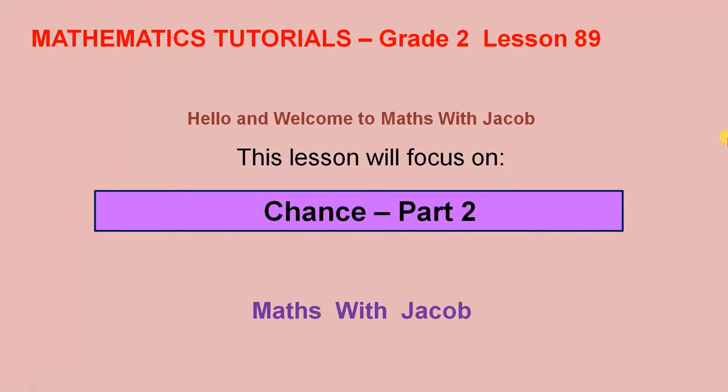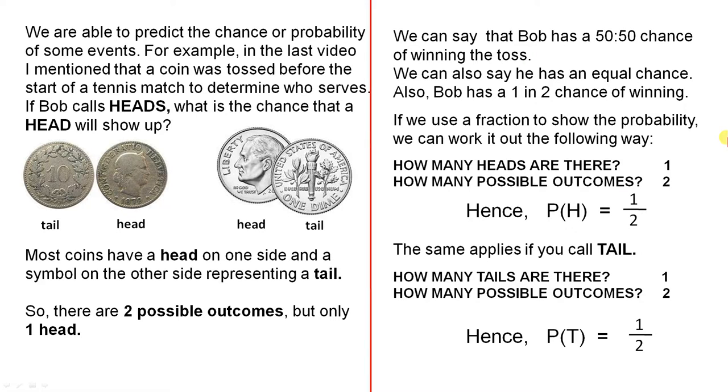This lesson will focus on chance part 2. We are able to predict the chance or probability of some events. For example, in the last video I mentioned that a coin was tossed before the start of a tennis match to determine who serves. If Bob calls heads, what is the chance that head will show up?